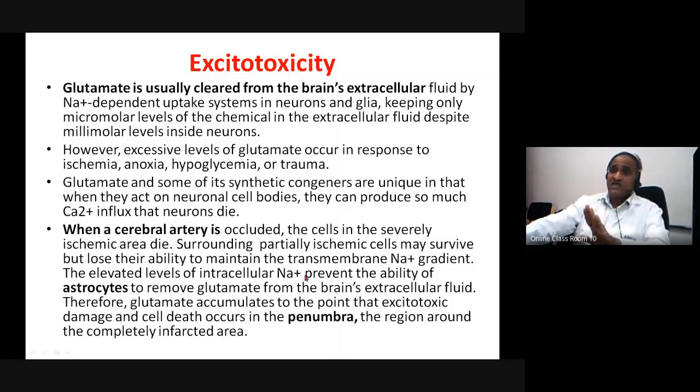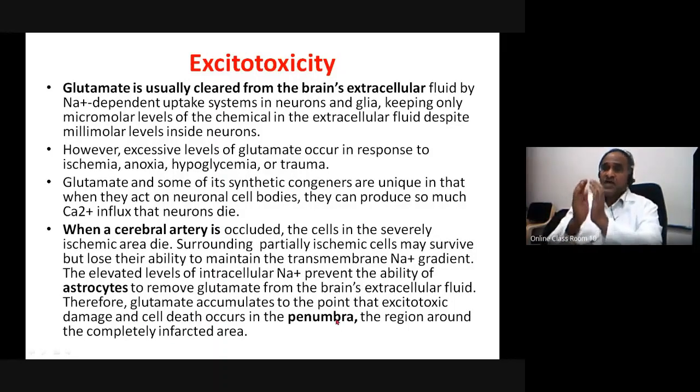The elevated intracellular sodium, that means a depolarized state, prevents the astrocyte's ability to remove it. So that means it happens to all cells. The astrocytes will not be able to take up the glutamate, which in turn activates excitotoxicity and death. And this happens in the surrounding area.